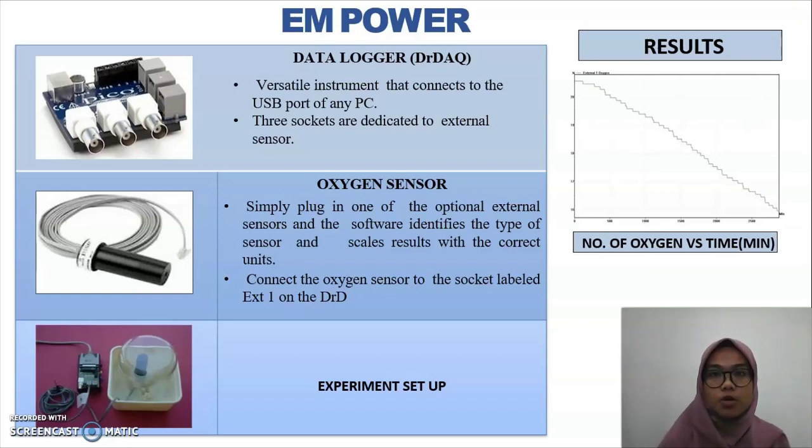In this experiment, we use the RDAQ as our data logger. The RDAQ is a versatile instrument that connects to the USB port of any PC. It has 3 sockets that are dedicated to external sensors. In this experiment, we use an oxygen sensor as our external sensor that will be connected to the socket labeled Ext 1 on the RDAQ. The last column shows how the experiment is set up.